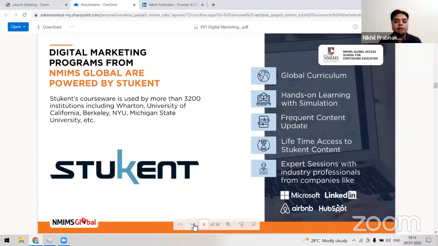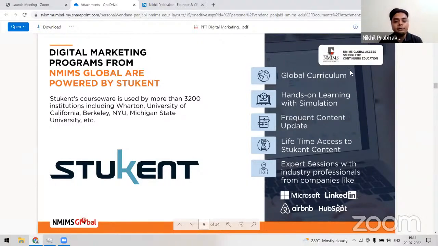Let me also talk about the curriculum and the way the program is structured. First of all, the digital marketing programs from NMIMS Global are powered by a platform called Stuken. This is a very well-structured online platform that has been developed. Over here, you'll find quite a good resource base for learning on your own, at your own pace, on the go, in support of the lectures and the other sessions which are discussed.